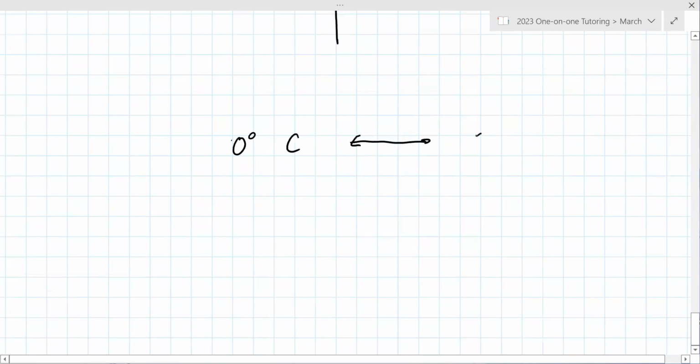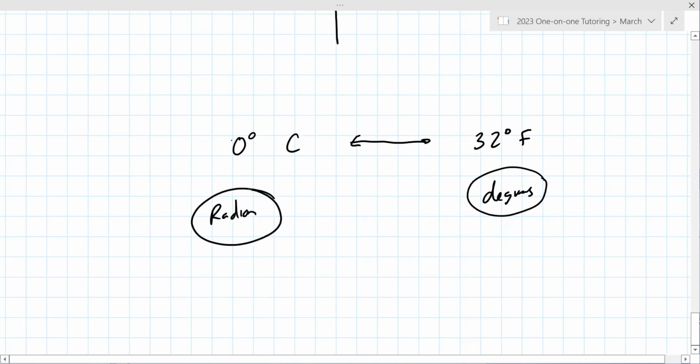Yeah, I understand that situation. But no, it's 32 degrees F, right? Oh right, yeah, freezing. Now that was quite literal. So think of degrees as Fahrenheit and radians as Celsius.